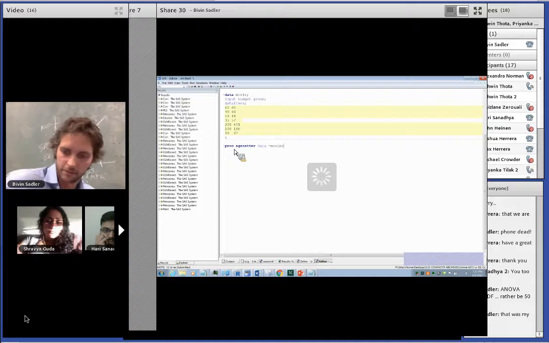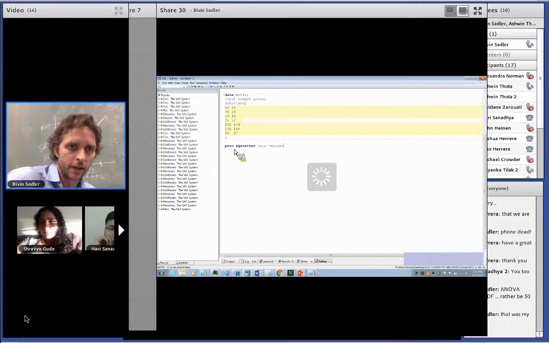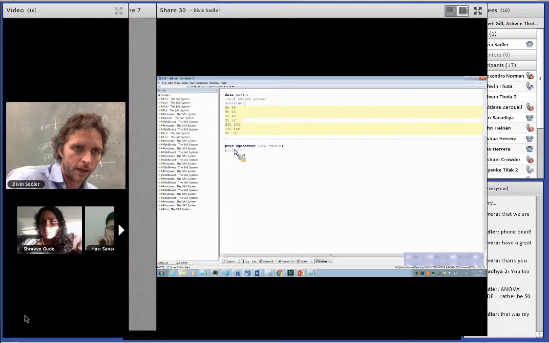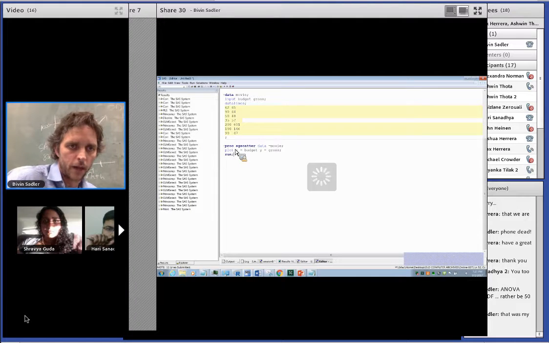So I can do proc SGscatter data equals movie. You can do this stuff very fast. I'm going to say scatter. No, I'm going to say plot. I'm going to say X equals budget, Y equals gross. And we'll plot it, and we'll run. Oops. What did I do wrong? Oh, X. It was not recognized.